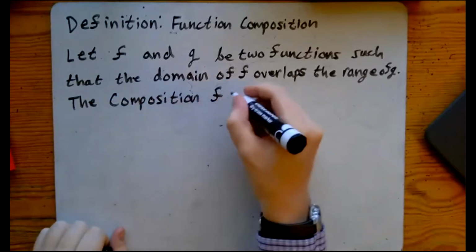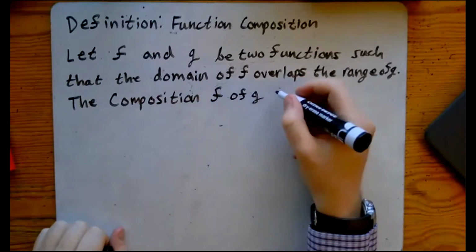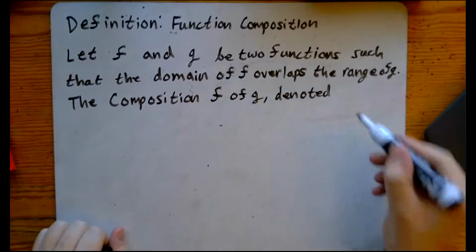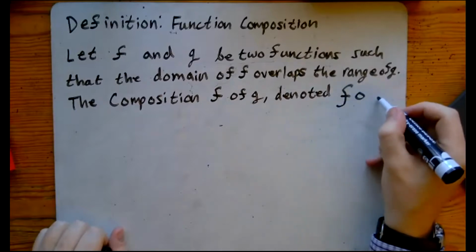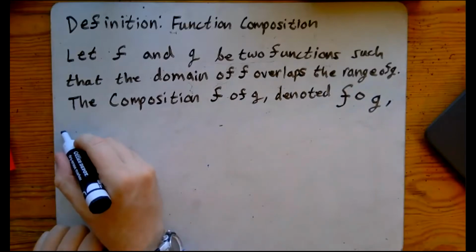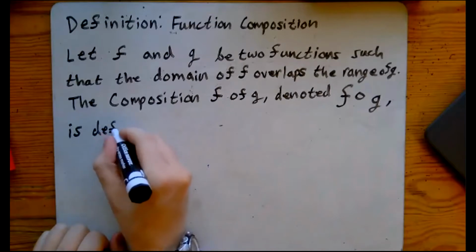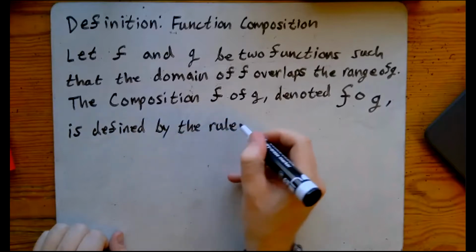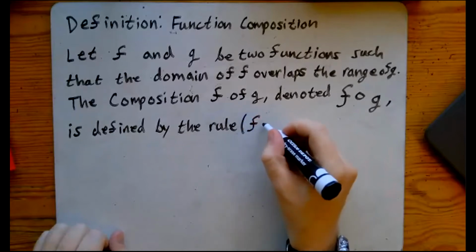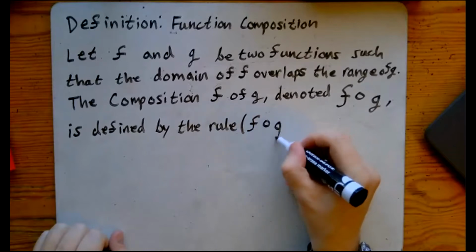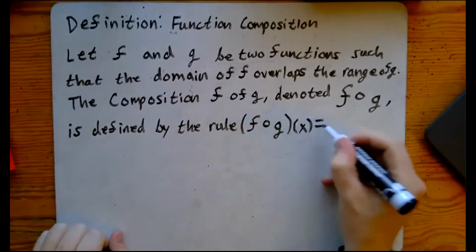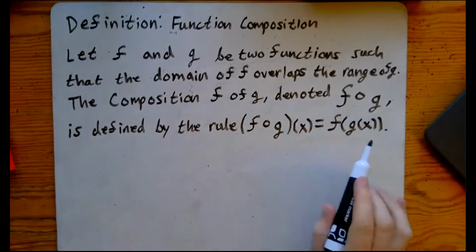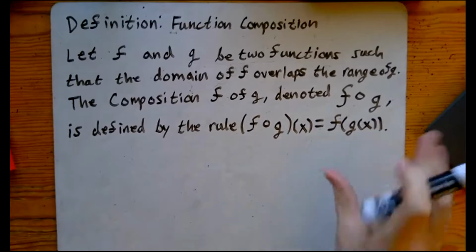The composition f of g, denoted like this, and this is our notation, is defined by the rule f of g of x is equal to f of g of x. In other words, to compose two functions, you simply plug one function into another.